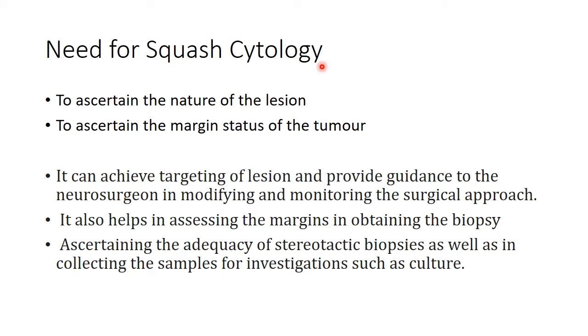So what is the need for this squash cytology? The need is to ascertain the nature of the lesion, and to ascertain the margin status. That is very, very important. Besides ascertaining the nature of the lesion, whether it is benign or malignant, it is important in ascertaining the margin of the tumor. It can achieve targeting the lesion and provide guidance to the neurosurgeon in modifying and monitoring the surgical approach. It can also help in assessing the margins, as we have discussed, in a biopsy specimen. Further, it helps in ascertaining the adequacy of the stereotactic biopsies as well as in collecting samples for investigations such as culture when you have a granulomatous lesion or an inflammatory or infective disorder.